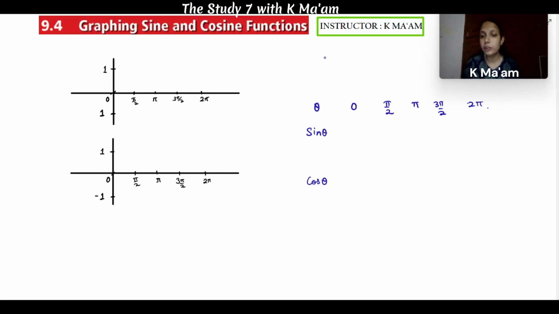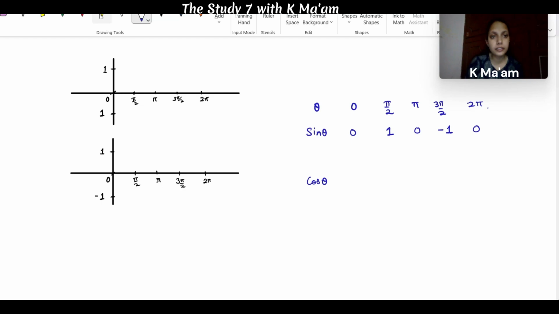Sine theta value at 0 is 0. At pi by 2, it's 1. At pi it is 0. At 3 pi by 2, it's negative 1. At 2 pi, it is 0. So let's plot these points here.